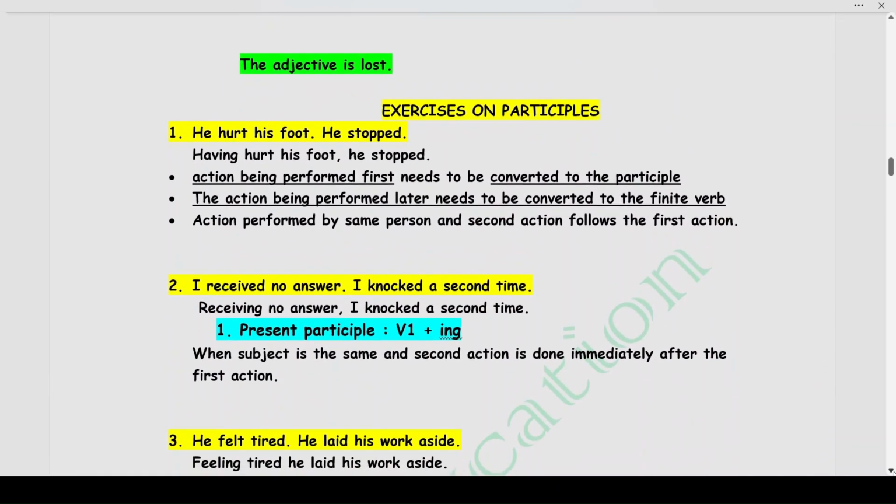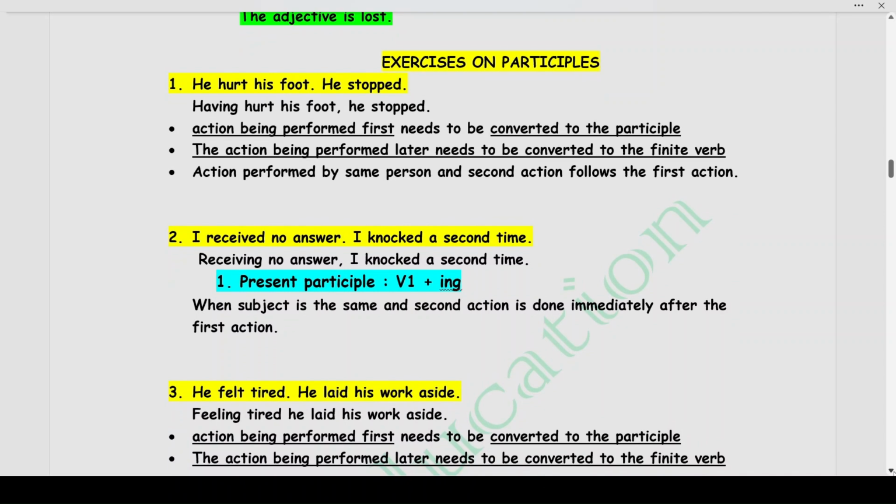Now let us understand this further with some exercises on participles. He hurt his foot. He stopped. Now, is the subject the same in both cases, students? Yes. He hurt his foot. Subject, he. He stopped. Second sentence, he is the subject.